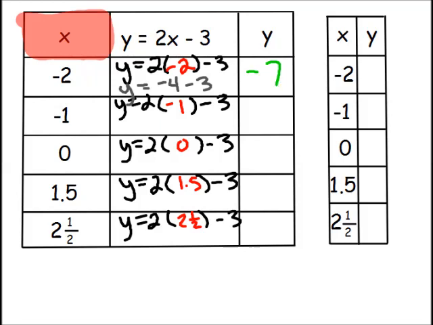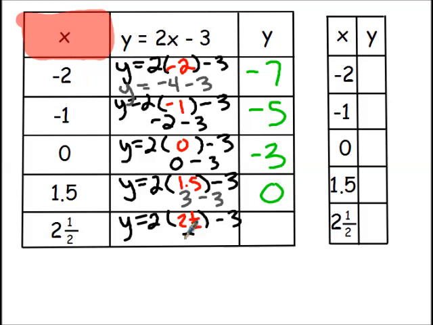Now for the next one. 2 times -1 is -2. -2 minus 3 will give us -5. 2 times 0 will give us 0. Minus 3 will give us -3. 2 times 1.5 will give us 3. Minus 3 will give us 0. And finally, 2 times 2 1/2 will give us 5. And 5 minus 3 will give us 2.